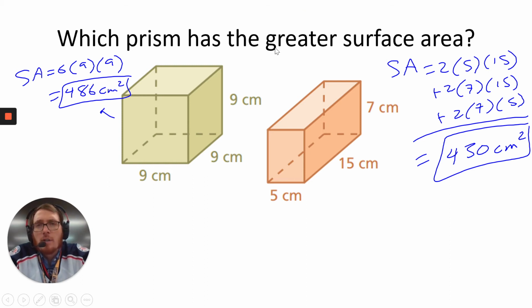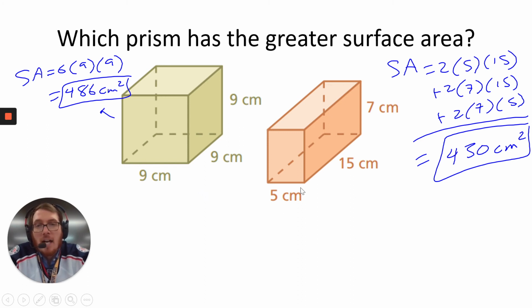Okay, the question is which prism has a greater surface area? So I could go through the prisms really easily. Take 9 times 9, the area of one of the faces, and then times 6 because there are 6 of them, and I get 486. If I do the same thing on this second one, I do 2 of the length times width, 2 of the length times height, 2 of the width times height, and I get that answer, and it's 430.